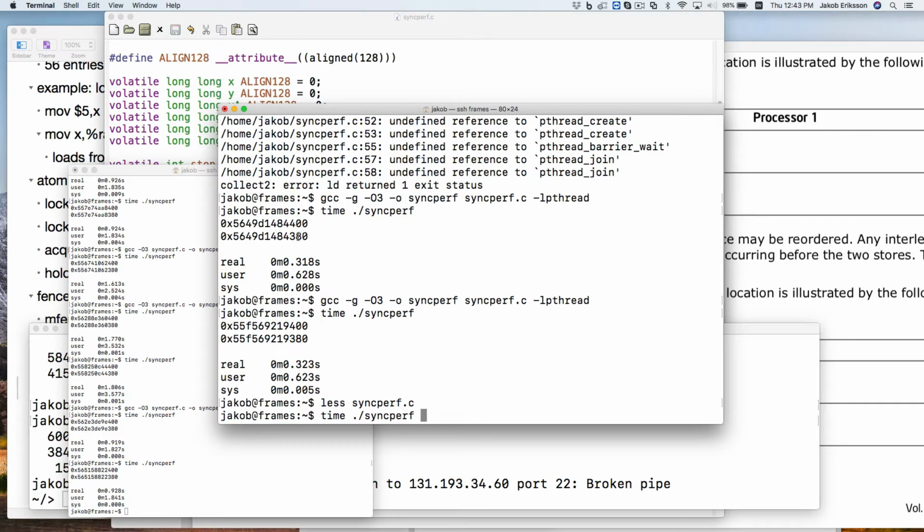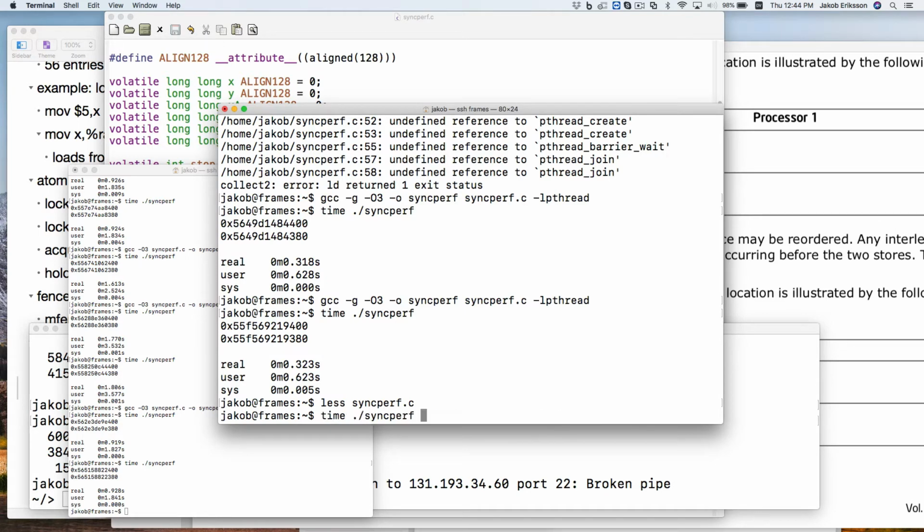These are, oh, sorry, yeah, they are. Is that 128? Yeah, it is. Okay, fine. Yeah, so they're 128 byte aligned variables. Good. So they're on their own cache lines.